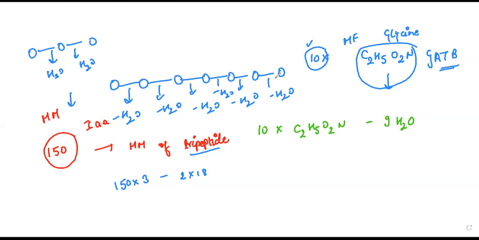Okay, I'm giving another numerical. If the molecular mass of an amino acid is 70, it forms a dipeptide.